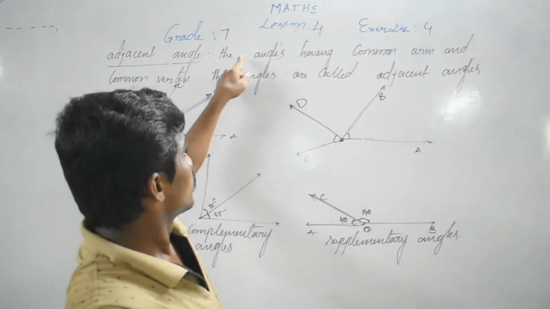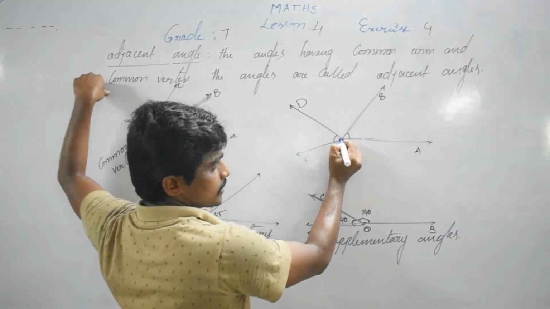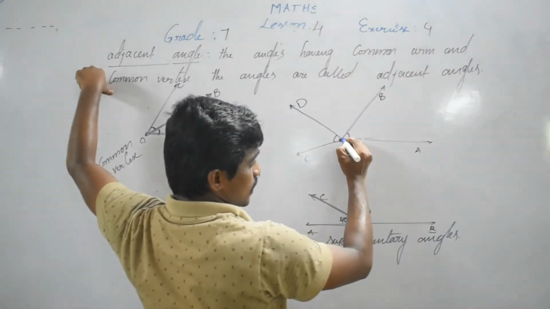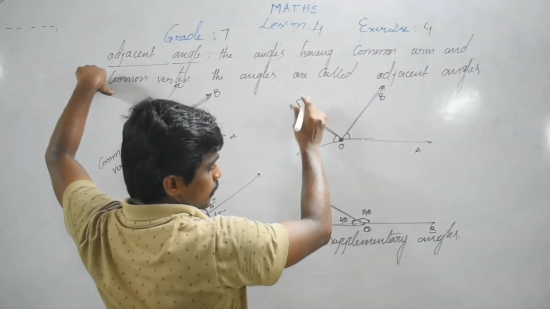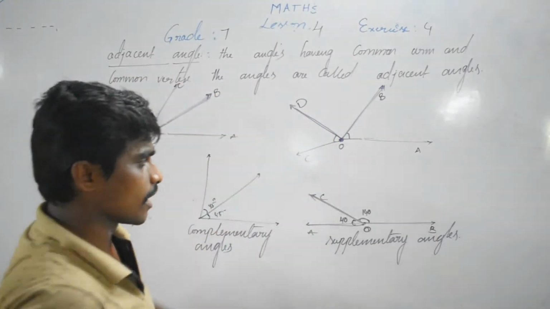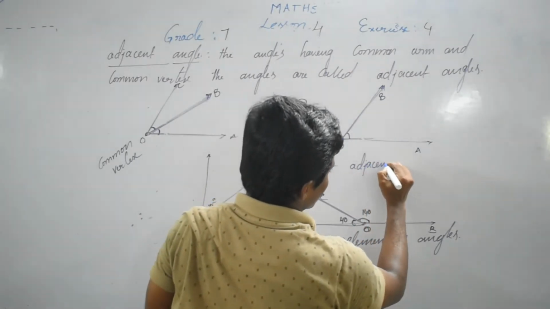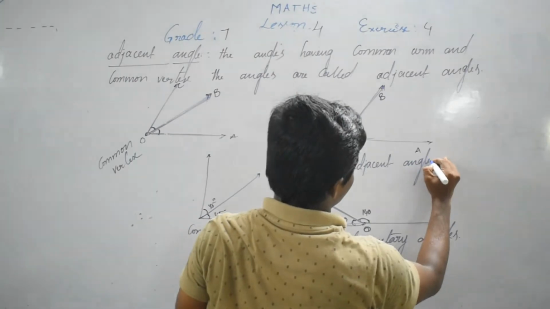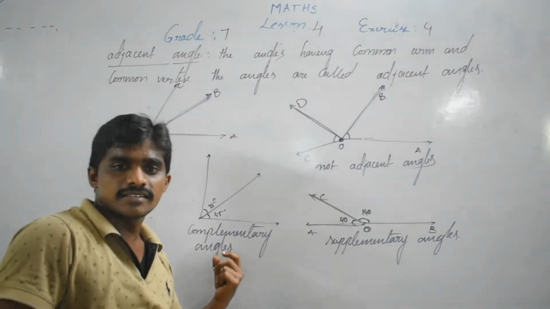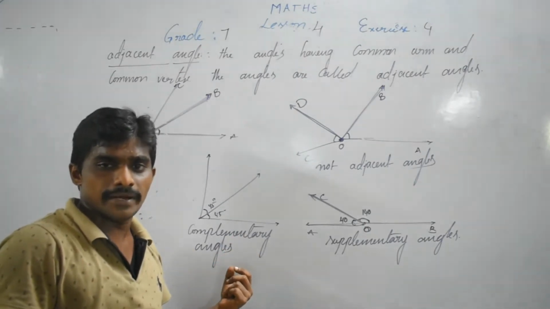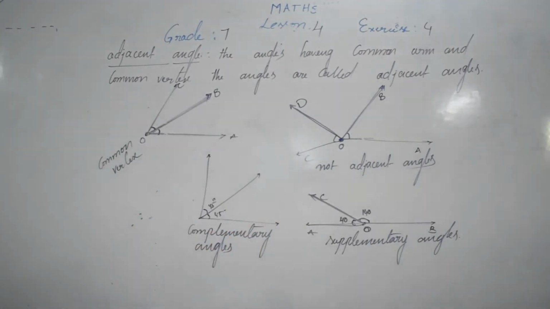Here see, the angles have a common vertex. Here is the common vertex and also a common arm. But here see, OB, here OD. So these are different arms. So these are not adjacent angles. So these are adjacent angles. These adjacent angles we call complementary angles. These adjacent angles we call supplementary angles. Write the note.